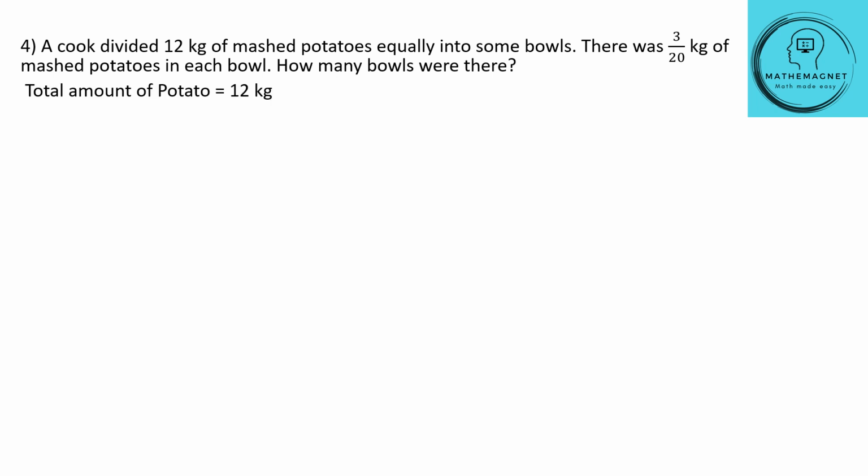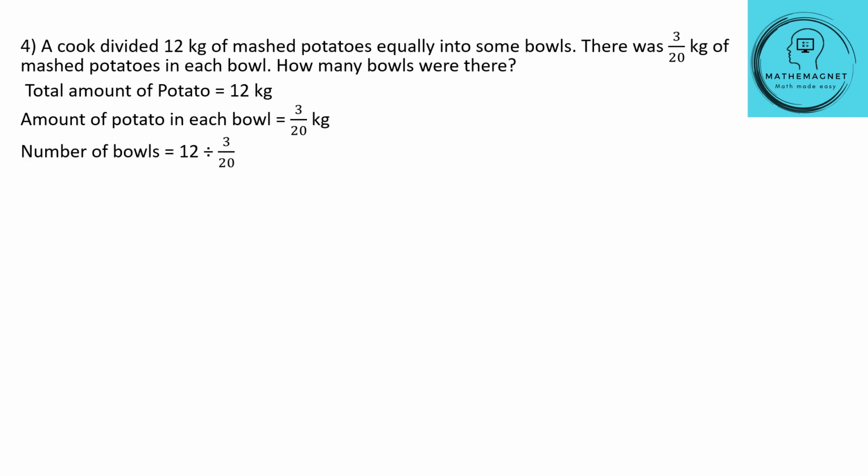So to do that, we will write the information that we have. Total amount of potatoes is 12 kg. Amount of potato in each bowl is 3/20 kg. Now the number of bowls can be calculated by dividing 12 by 3/20. That can be rewritten as 12 times 20/3. Now 3 and 12 cancel out 4 times. So it becomes 4 times 20, which is equal to 80 bowls. So there were 80 bowls.